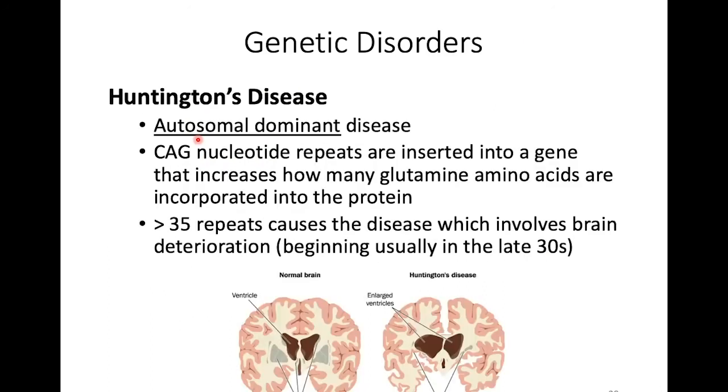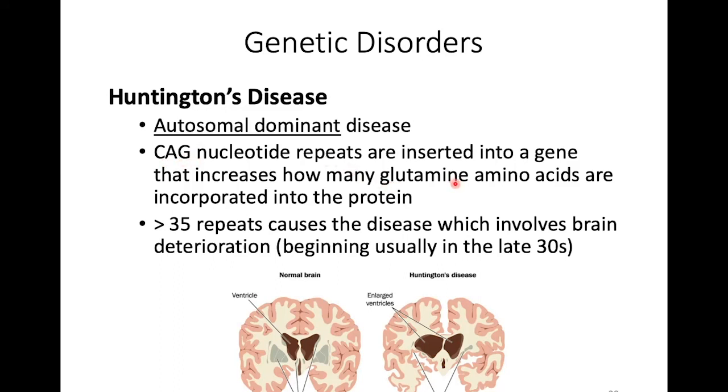Now we're moving from our autosomal recessive diseases to looking at our only example of an autosomal dominant disease. And what happens with Huntington's disease is that there are repeated triplets of nucleotides: cytosine, adenine, guanine, CAG. And these repeated nucleotide sequences are inserted into the gene that increases how much glutamine. Okay, when we look at how these triplet nucleotide sequences known as codons code for amino acids later on, you're going to see that CAG in that sequence code for the amino acid glutamine.